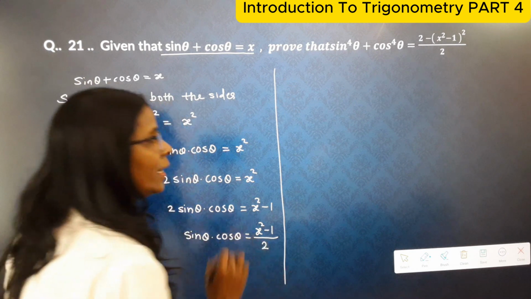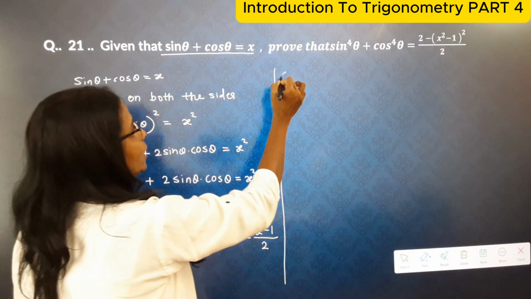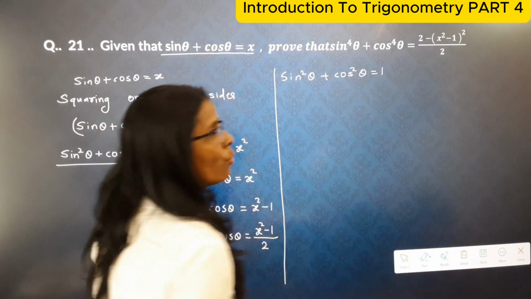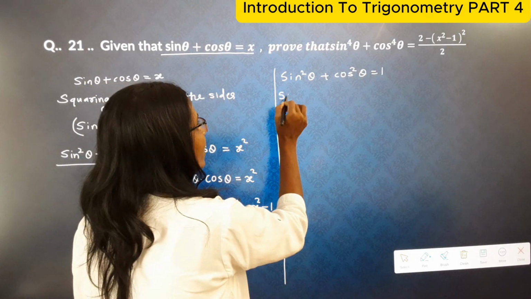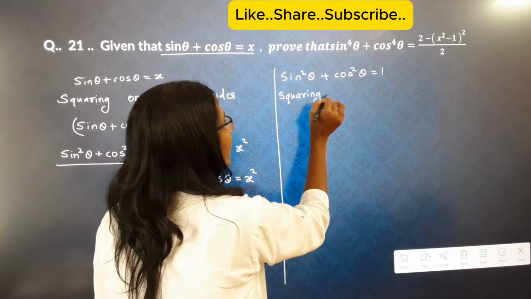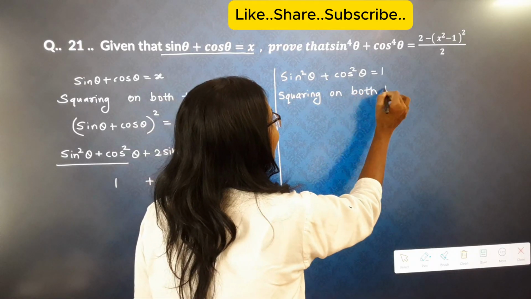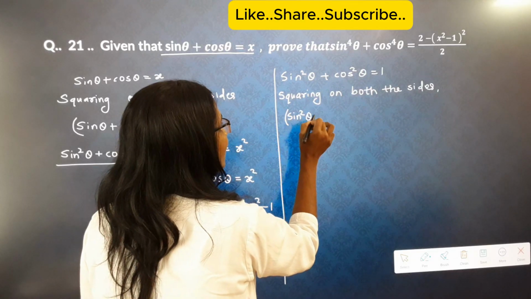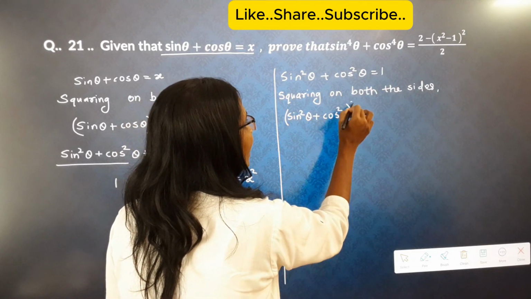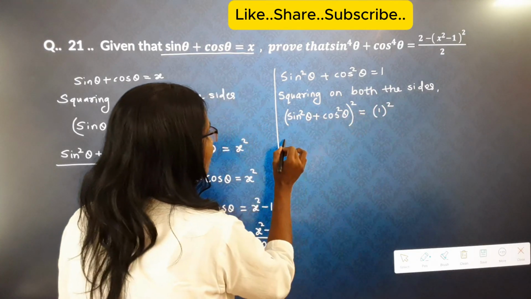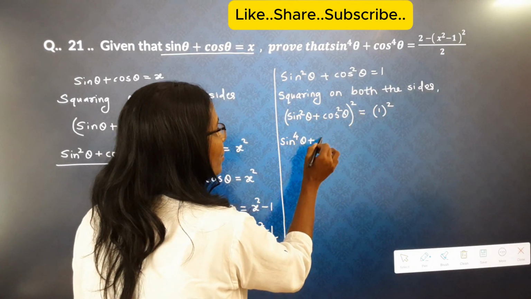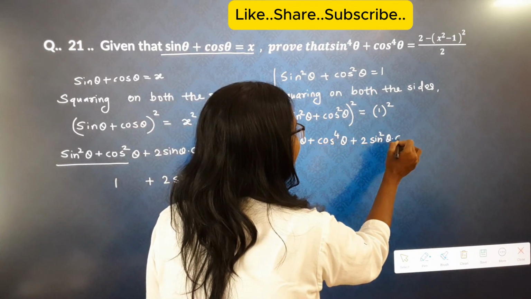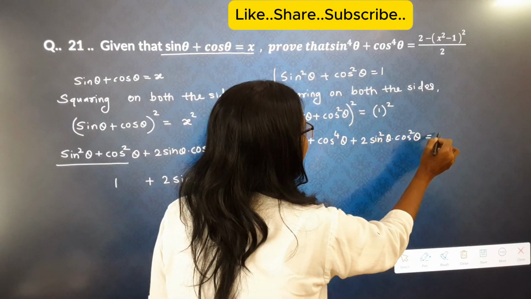Now here next I use the identity. First identity sin square theta plus cos square theta is equal to 1. Okay, I am squaring this identity on both the sides. Okay. So now here, after squaring on both the sides, see here, I write here sin square theta plus cos square theta whole bracket square is equal to 1 square. So that means here sin raised to 4 theta plus cos raised to 4 theta plus 2 sin square theta multiply cos square theta is equal to 1.